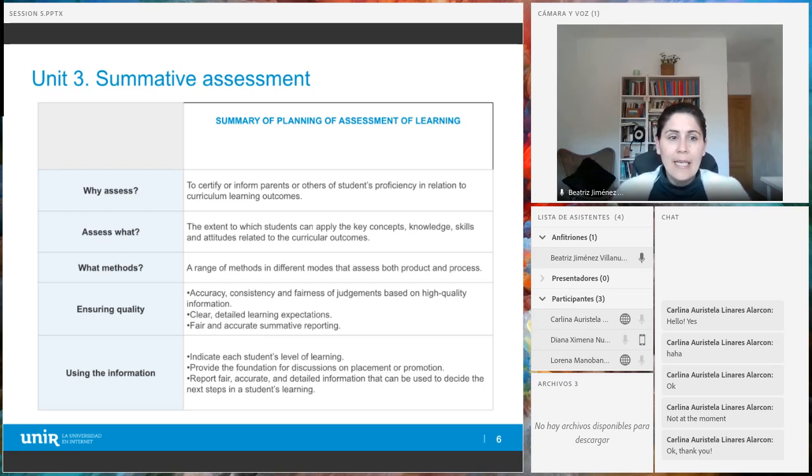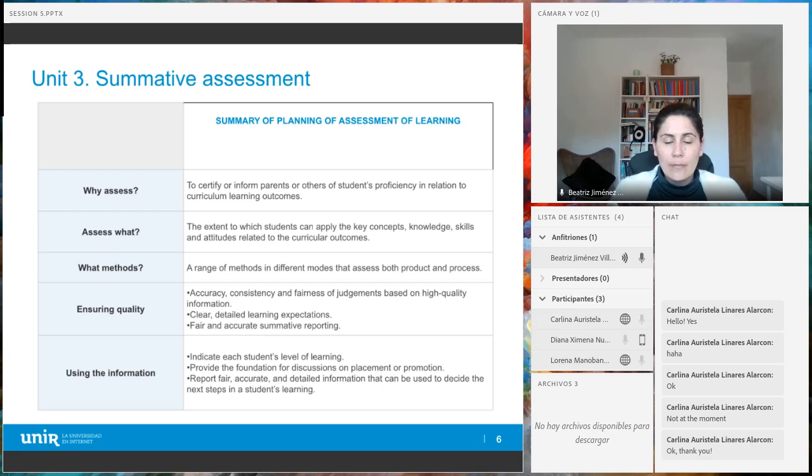What to assess? The extent to which students can apply the key concepts that were reviewed during the sessions, the knowledge, the skills, the attitudes related to the curricular outcomes. Okay, so that's what we're assessing, the things that we have been reviewing during the course, okay? The skills that we have been practicing, the knowledge that we have been working on, and so on, okay?